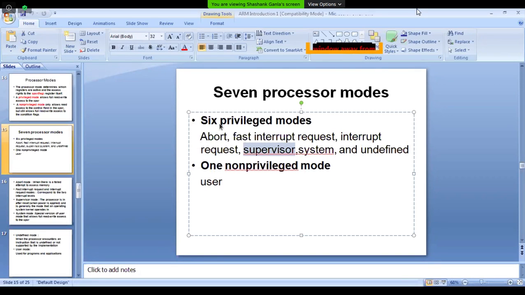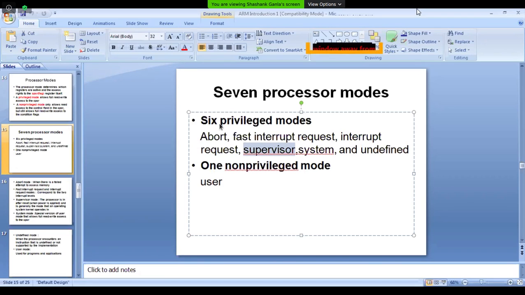Fast interrupt request mode and interrupt request mode are nothing but interrupts which are handled by the ARM core. If I connect an audio jack, that is a sort of interrupt. If I'm playing music and suddenly a call comes, that is a sort of interrupt.